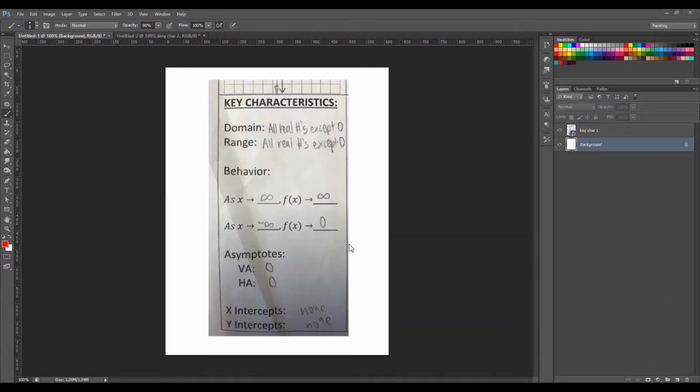Okay, so now let's look at the key characteristics of the parent function. The domain is all real numbers except 0. The range is all real numbers except 0 as well. For the behavior, as x approaches infinity, f of x approaches 0. As x approaches negative infinity, f of x approaches 0. For the asymptotes, the vertical asymptote is 0, the horizontal asymptote is 0. Both the x and y intercepts do not exist.